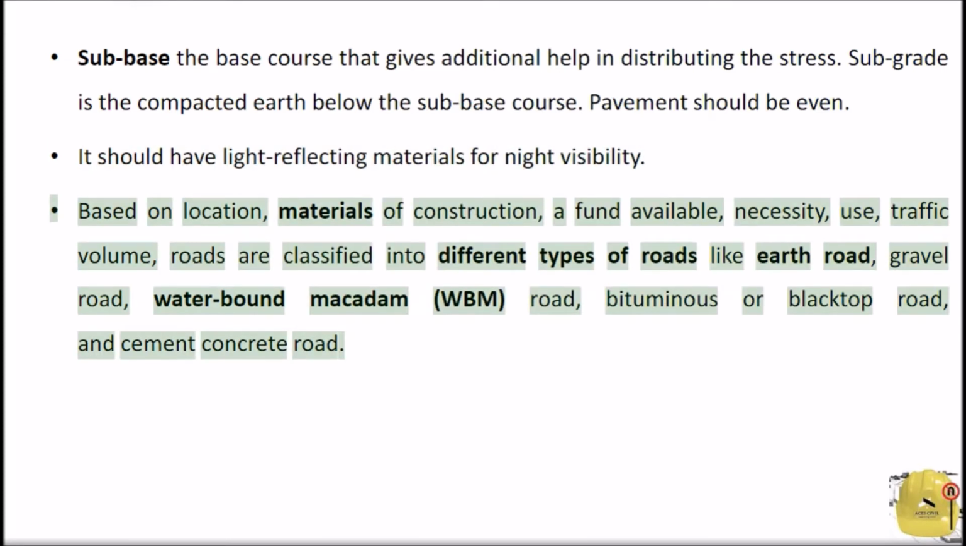Based on location, materials of construction, funds available, necessity, use, and traffic volume, roads are classified into different types like earth road, gravel road, water-bound macadam (WBM) road, bituminous or blacktop road, and cement concrete road.